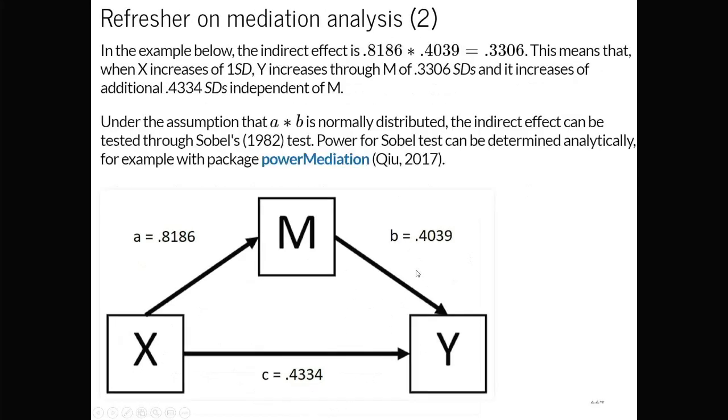So the mediated effect is just the product of these two, which is 0.33. These are standardized, so what is the interpretation of a mediated effect? It means that for a unitary increase, in this case an increase of one standard deviation in x, you can expect an increase of 0.3306 standard deviation in y because of m, and a remaining increase of 0.43 standard deviation that is not dependent on m. That's the meaning of mediated and direct effect.